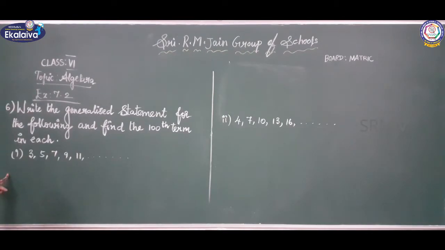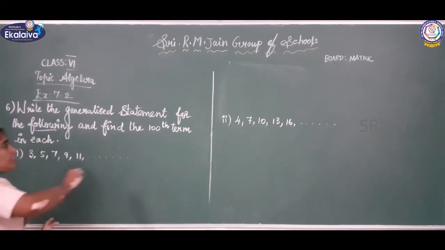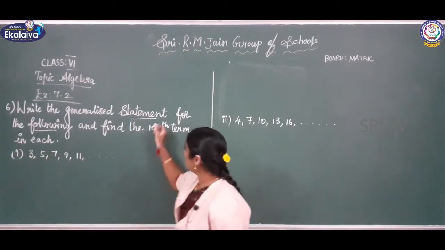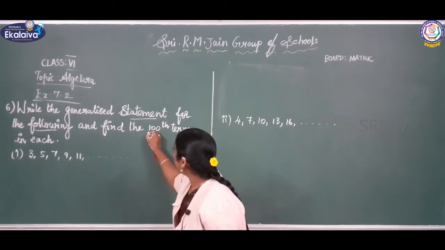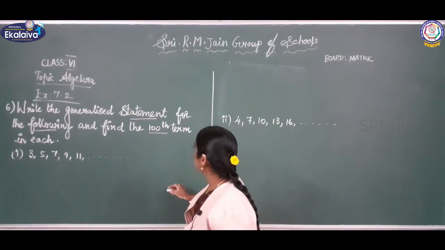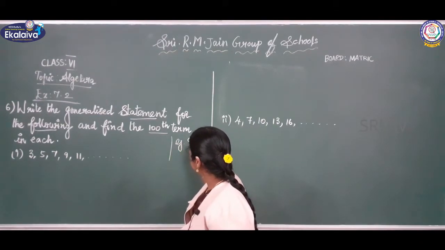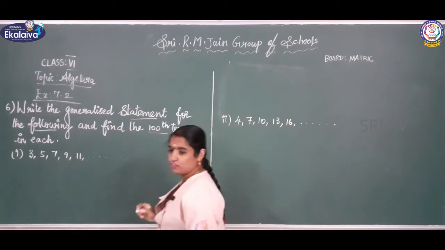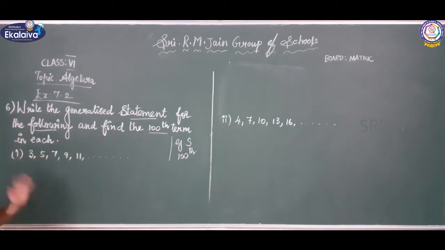Children, listen here. Write the generalized statement for the following. So, as we have seen in the previous sum, here I am going to find out the generalized statement and the 100th term alone. First step, generalized statement, and second step, my 100th term I am going to find out. See, in the fifth sum we are going to find out the 10th as well as 15th. But in this sum only the 100th term we are going to find out.